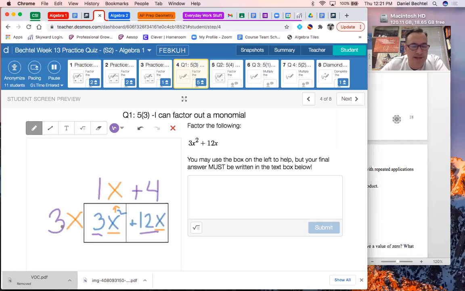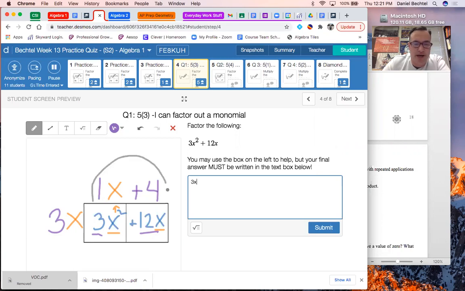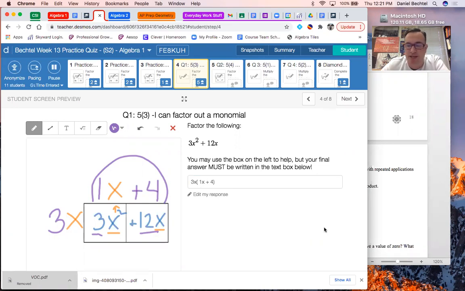So what that means then, I've got this that's been taken care of for everything on the inside. I can now write this answer to the side here with a 3x. And then this part right there will go inside parentheses, 1x plus 4. And this is the way that we want to write this when we factor it, is 1 number outside of parentheses and 2 numbers on the inside of parentheses. So when I hit submit, that is as far as I need to go.